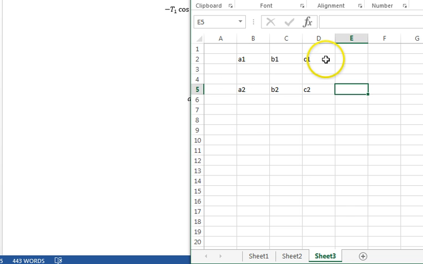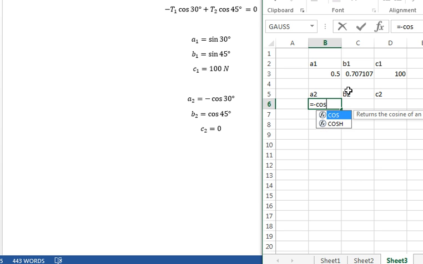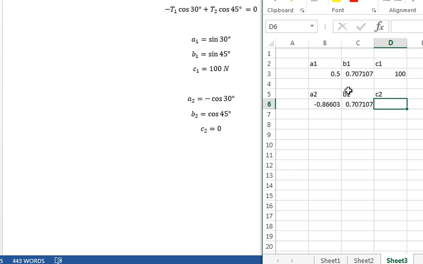I've already entered A1, B1, C1, and A2, B2, C2. So now we know A1 is the sine in radians of 30 degrees. And we know that B1 is the sine in radians of 45 degrees. And we know that C1 is 100 newtons. We know that A2 is minus the cosine in radians of 30 degrees. And we know that B2 is the cosine in radians of 45 degrees. And we know that C2 is 0.